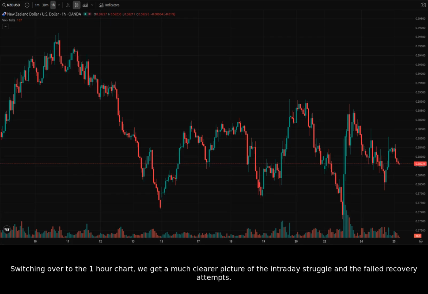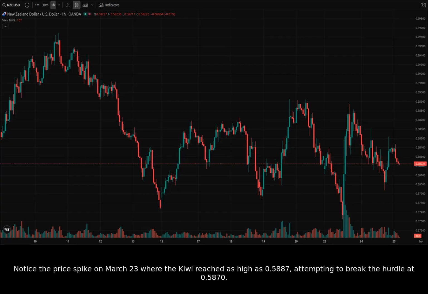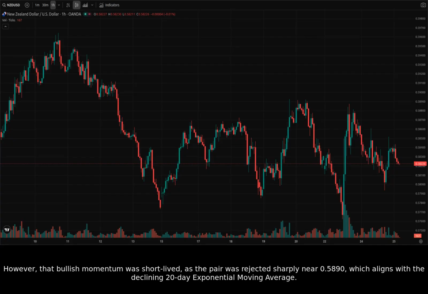Switching over to the one-hour chart, we get a much clearer picture of the intraday struggle and the failed recovery attempts. Notice the price spike on March 23rd, where the Kiwi reached as high as 0.5887, attempting to break the hurdle at 0.5870. This move was likely a reaction to easing geopolitical tensions when President Trump postponed strikes on Iranian infrastructure. However, that bullish momentum was short-lived, as the pair was rejected sharply near 0.5890, which aligns with the declining 20-day exponential moving average.